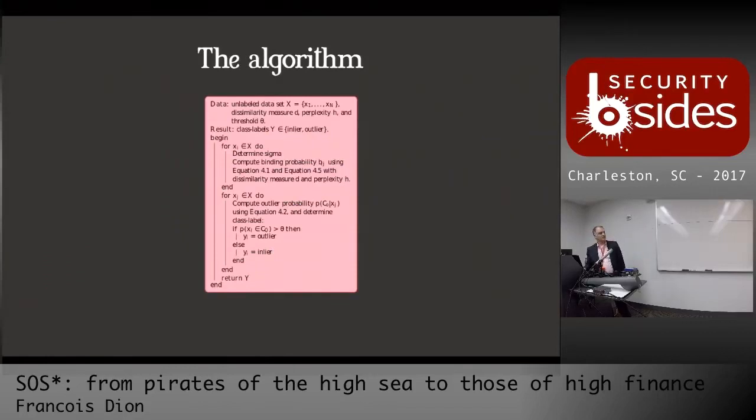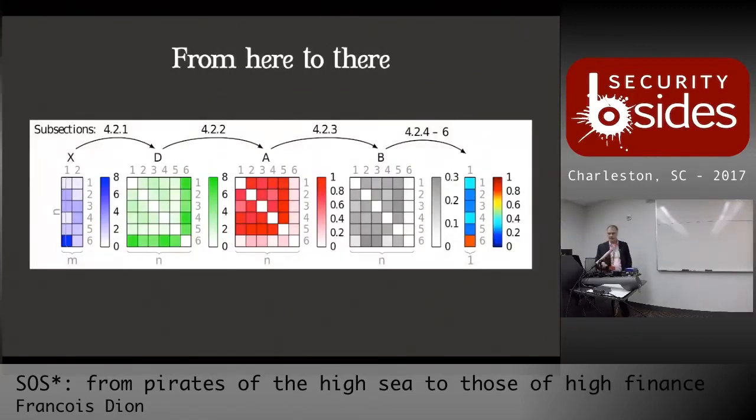The algorithm, we're not going to go through it. It's, yes, a lot of text. But we can go through it visually. And that's what I was kind of hinting at. Here we have 6 data points. 1, 2, 3, 4, 5, 6.